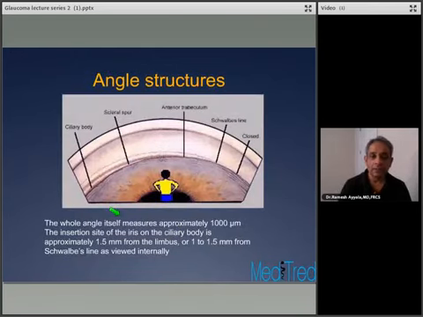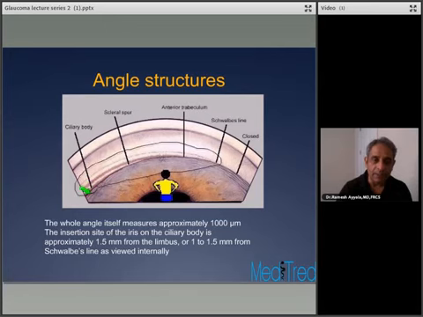So this is what you'll see when you do gonioscopy, if you're looking into the eye at the angle, and this is exactly what you're going to see. It's important that you understand these landmarks as you examine patients with glaucoma to understand the pathophysiology of glaucoma. It's also important to know these landmarks not only from the clinical diagnostic point of view, but also to understand how to do some of the newer canal procedures, such as the eye stent implantation or trabectome, etc. So the whole angle itself measures approximately 1,000 micrometers.